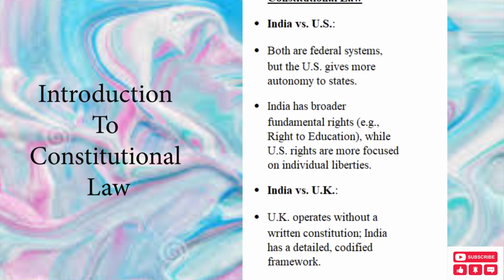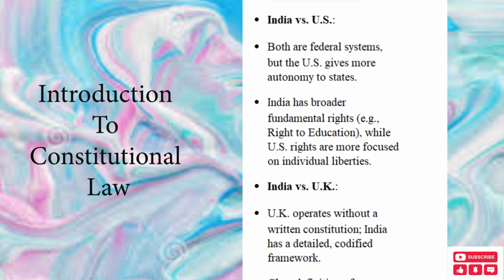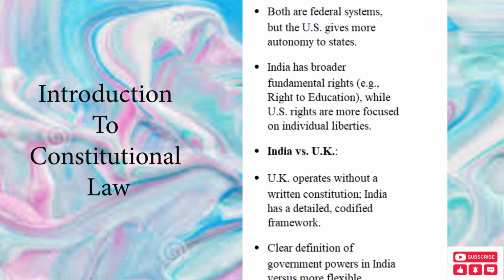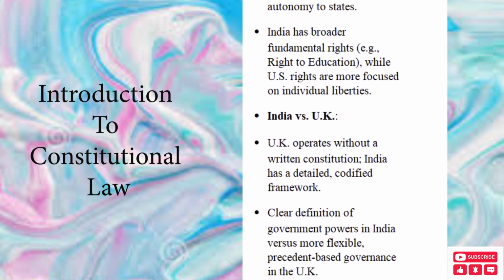Unlike India, the United Kingdom doesn't have a single written constitution. Instead, it relies on a combination of statutes, court judgments, conventions, and historical documents like the Magna Carta. Despite not having a written constitution, the UK has a well-functioning democratic system.